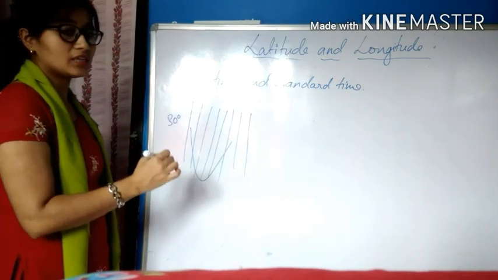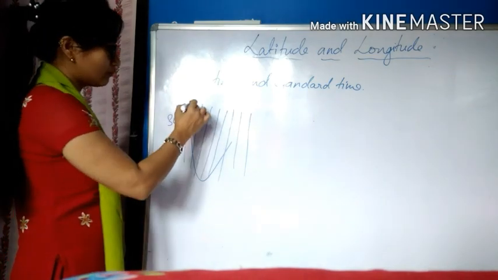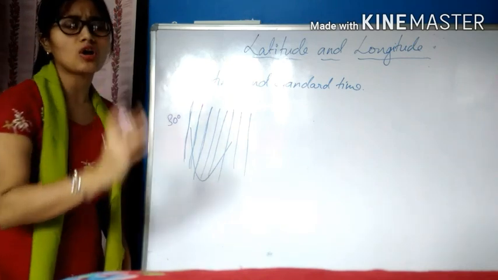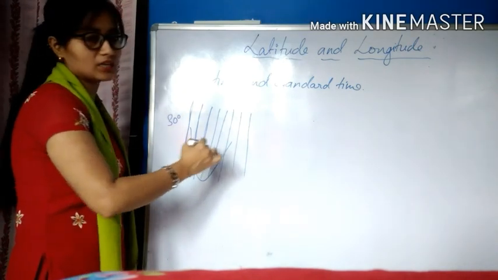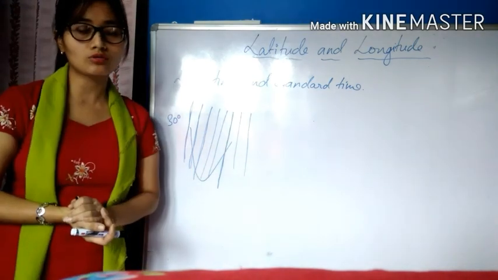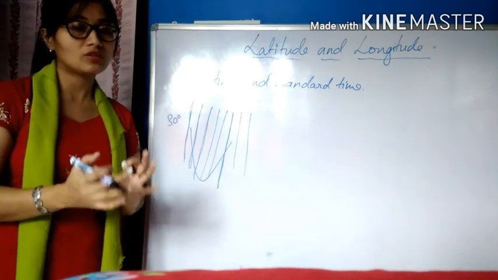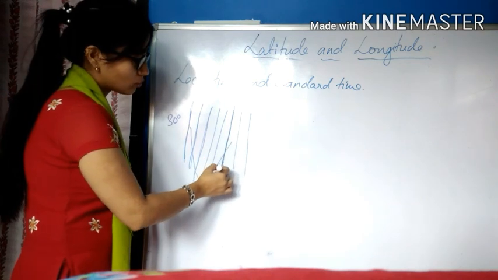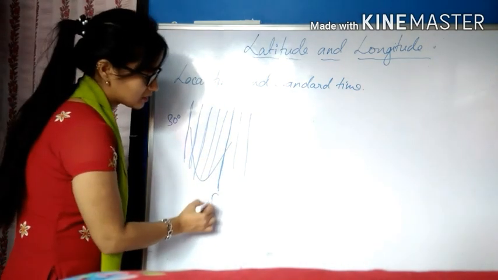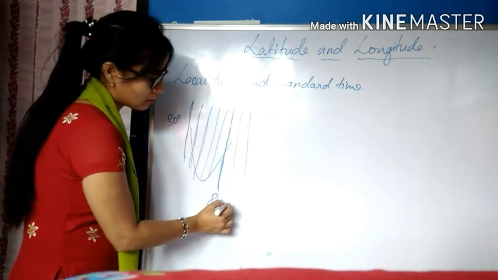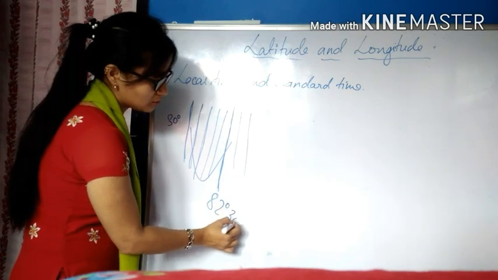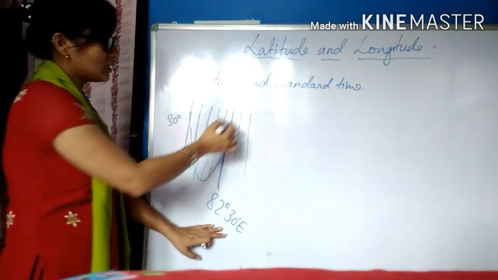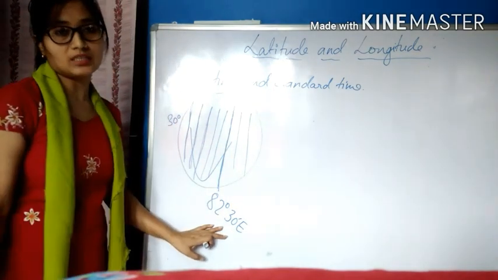And if India followed a time with the help of each longitude, it would create a lot of confusion within the country. So, in order to solve the confusion of time, there is a central meridian that passes through the central portion of the country at the longitude of 82 degree 30 minute east, which decides the time of India.